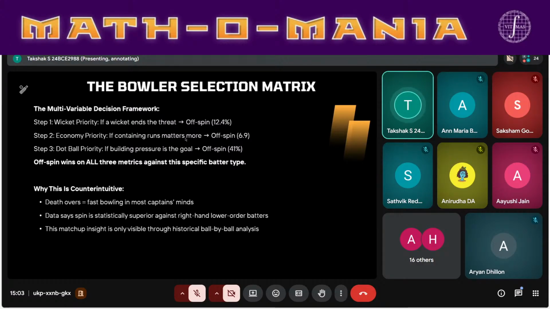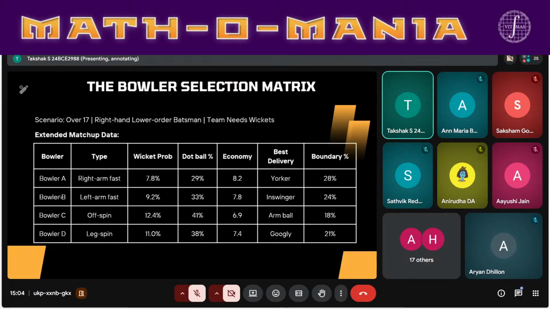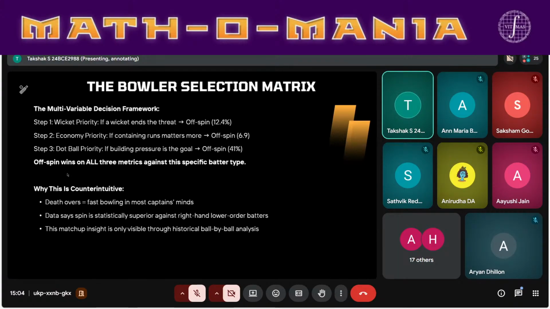And then step three, dot ball priority. You want to build psychological pressure through dot balls, forcing the batter into an error through accumulated frustration. So which bowler has the highest chance here? It's still bowler C, off spinner. So off spin wins on all three metrics against this specific batter type.